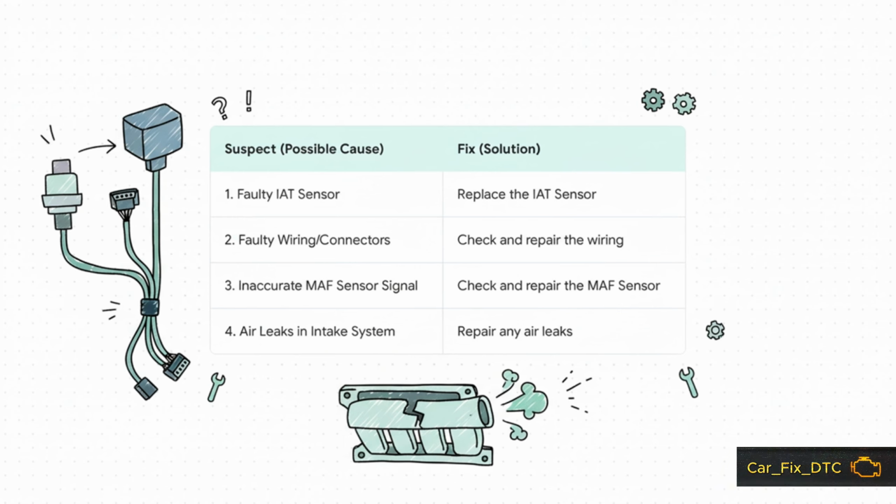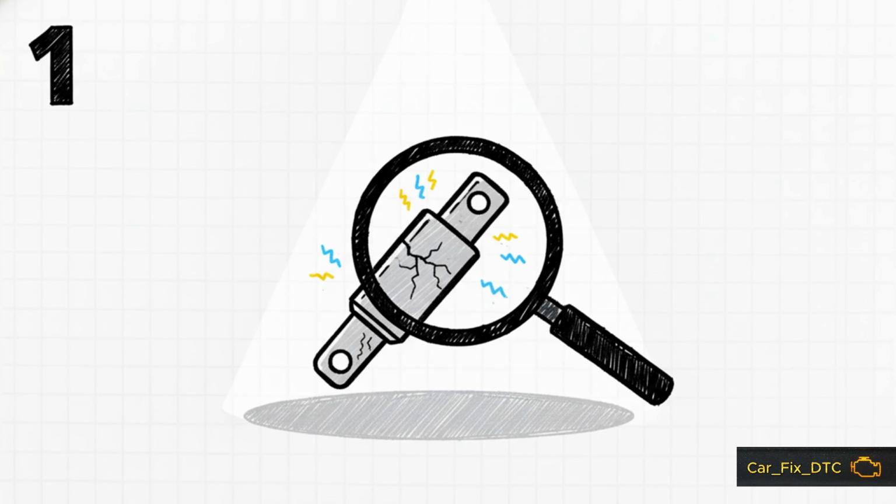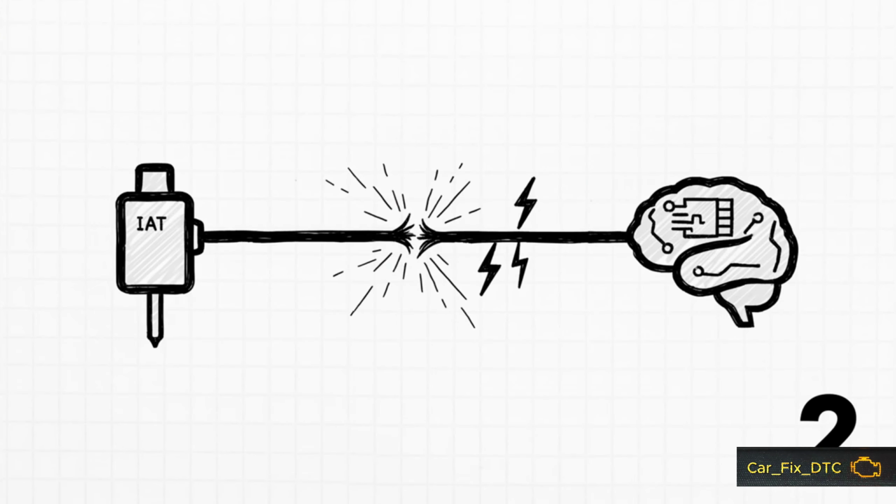Now, just so you know, a lot of the time on these Chevys, it is a faulty sensor. But hold on, don't go buying parts just yet. We need to check out each one of these suspects first. So let's look at suspect number 1. This is usually the most obvious one. The IAT sensor itself has just given up the ghost. It might be stuck sending a crazy high reading, or maybe it's just failed inside. And if that's the case, well, there's really only one fix. You gotta replace it.